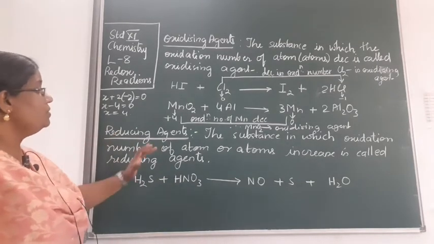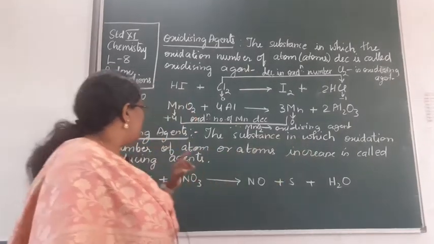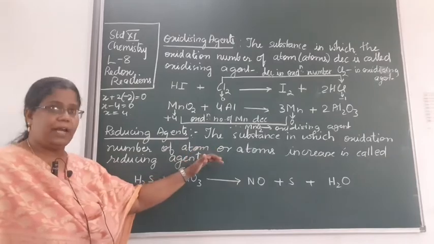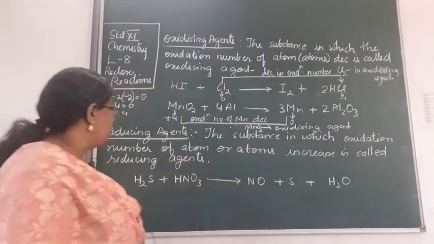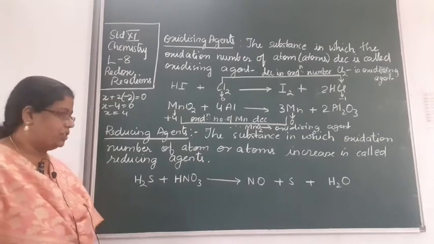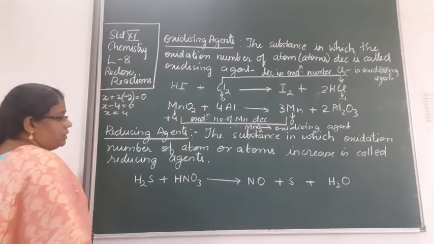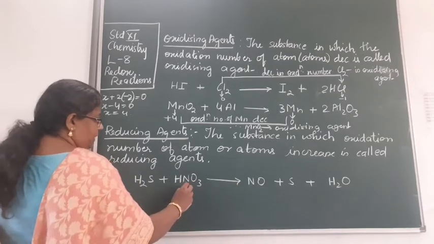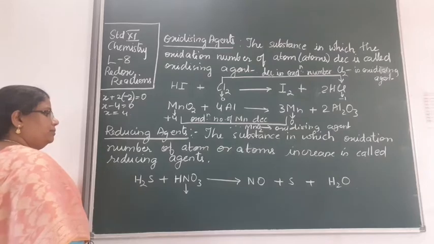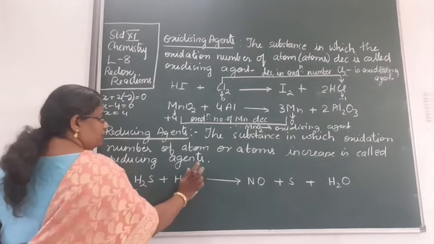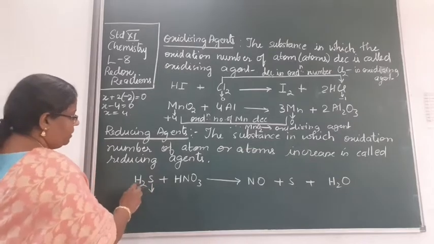नेक्स्ट, रिड्यूसिंग एजेंट्स को कैसे डिफाइन करते हैं? द सब्सटेंस इन विच द ऑक्सीडेशन नंबर ऑफ एन एटम या एटम्स इंक्रीज, दैट इज कॉल्ड एज रिड्यूसिंग एजेंट्स। ठीक है, जैसे HNO3, ठीक है, और अदर यू विल टेक S, क्योंकि इधर S का ऑक्सीडेशन नंबर क्या है?